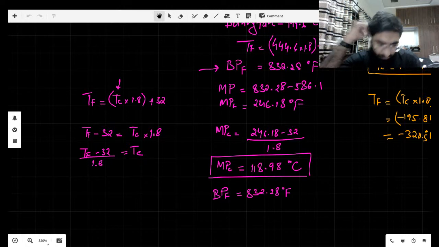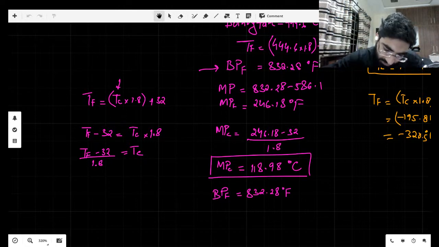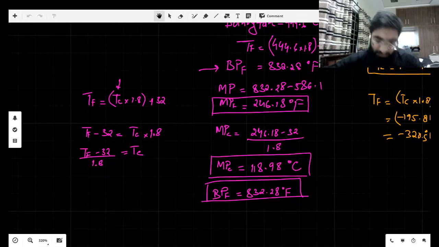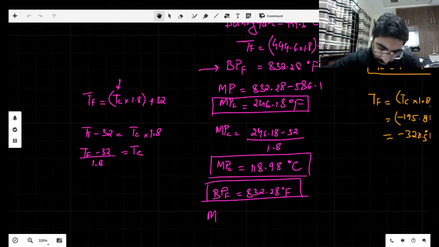And this melting point in Fahrenheit we also calculated over here. So we'll write the same one. The melting point in Fahrenheit is equal to 246.18 degrees Fahrenheit.